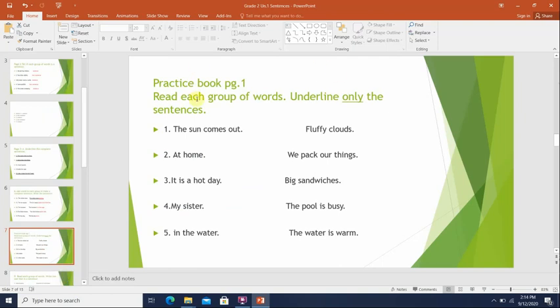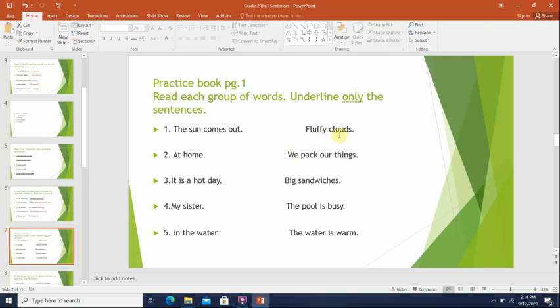Okay, this is page 1 in the practice book, and in each one we have 2 groups of words, and when you read them, we will find out which one is the sentence and which one is not. Okay, it says read each group of words, underline only the sentences. Number 1 says the sun comes out. And we have here fluffy clouds.